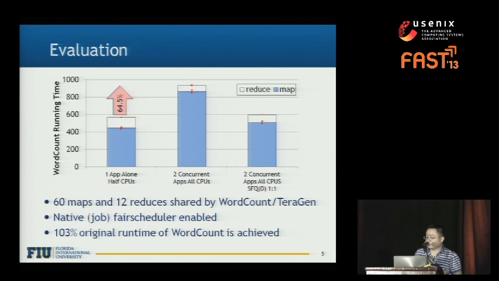Yes, on the middle bar, there is no quality of service control. So the two applications simply contend with each other. And I/O contention caused the runtime of word count to increase a lot. And on the rightmost bar, you can see from the description of the x-axis, we applied a proportional sharing algorithm to protect each application from interfering with each other.